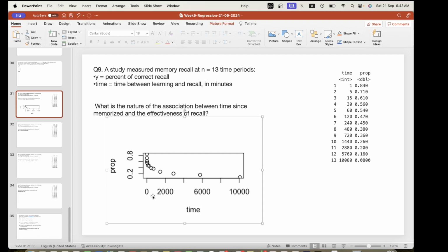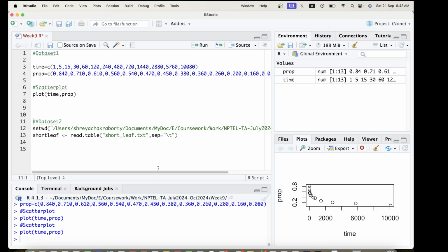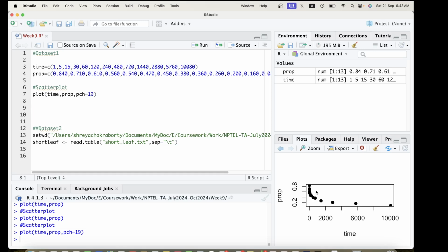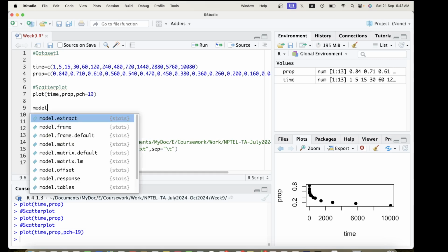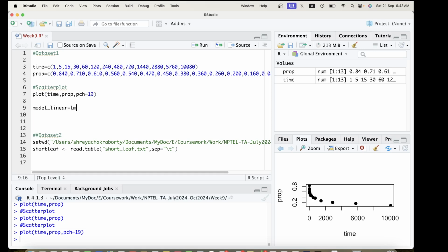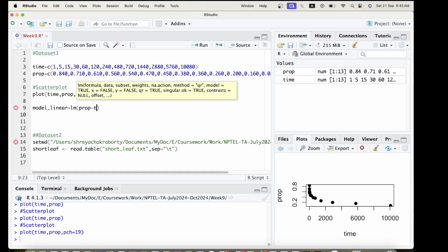So that is my comment at first glance. Now, before even proceeding, let us first fit a linear regression to this and see what happens. I want solid colors, so I want this. And I want to fit a linear model. So let's say I name it model linear, equal to lm of proportion on time.